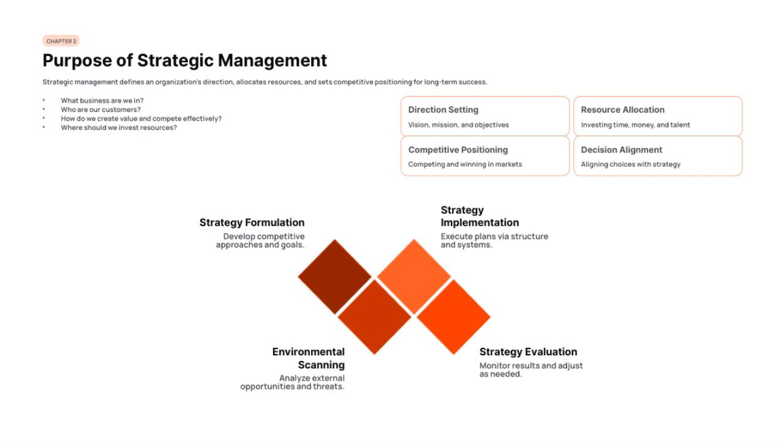Aligning choices with strategy, or decision alignment, ensures that every decision we make supports our overall strategic goals. When it comes to competing in markets, we focus on competitive positioning, finding ways to win and stand out against rivals. Resource allocation is about investing our time, money, and talent wisely to support our strategic priorities.